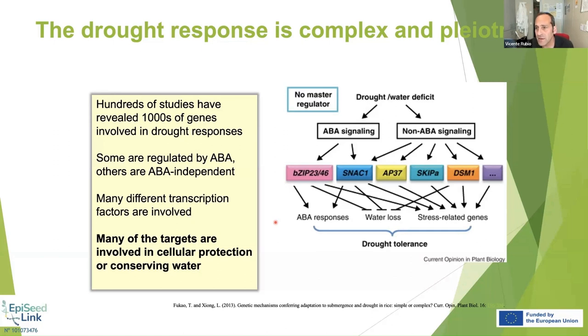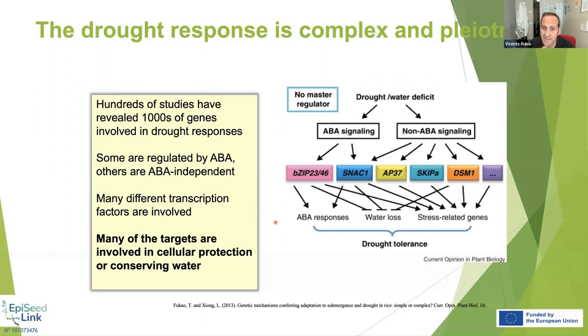And upon triggering of this drought stress signaling, there's going to be a cascade of signaling events. Some of them depend on ABA, on abscisic acid, but some others do not. And in the end, it will trigger the activation or repression of different transcription factors at the nucleus that will trigger specific transcriptomic programs that indeed help the plant to cope with drought. But many of those components are not known. It looks really, really complex.